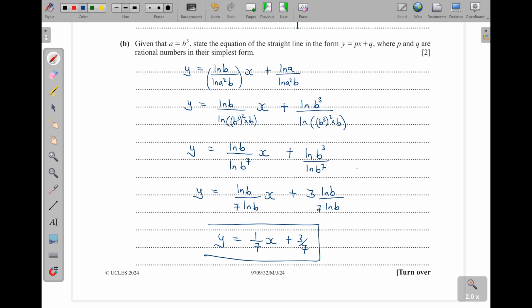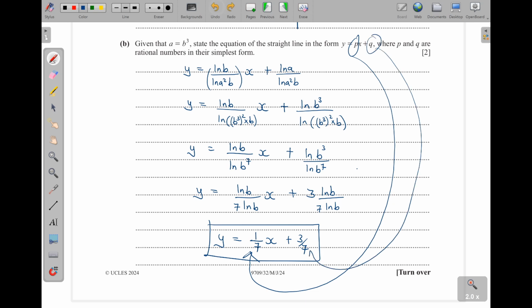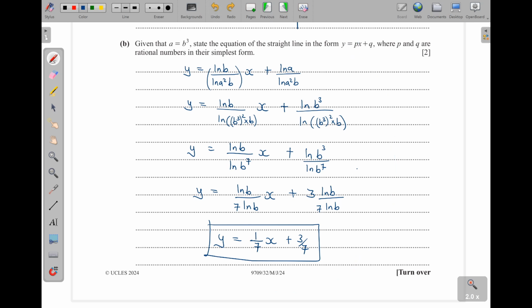Do you see that the p is a rational number? It is this 1 over 7, and then q is this 3 over 7. They are fractions, and in their simplest form, so that is that.